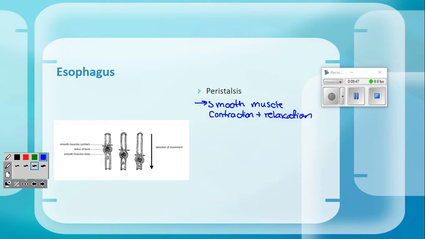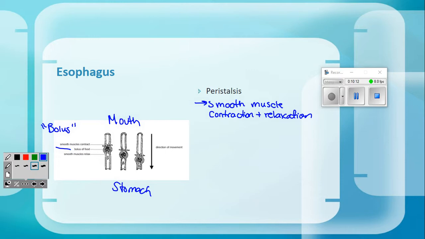Now, if you look at the picture, we would say that your mouth is up here and your stomach is down here. So as we consider how food would move through this muscular tube, your esophagus. When there's a piece of food, the piece of food sometimes is called a bolus.